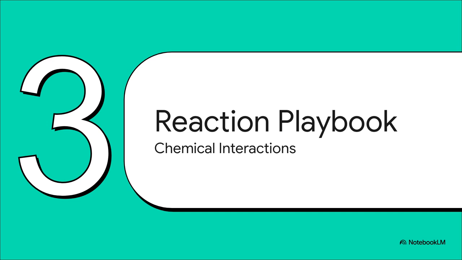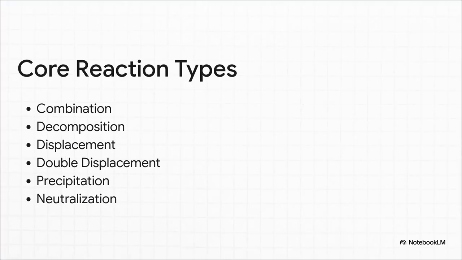Next up is Section 3, the reaction playbook, focusing on how these chemical interactions actually play out. When chemicals interact, it might seem completely chaotic from the outside, but it actually falls into 6 very neat, predictable plays. Combination merges 2 things into one. Decomposition breaks one compound apart, often triggered by adding heat, light, or electricity. Then you have displacement, where a more active element kicks out a weaker one, and double displacement, which is essentially a partner swap. If that swap creates a solid that falls out of the liquid, boom, that's precipitation.